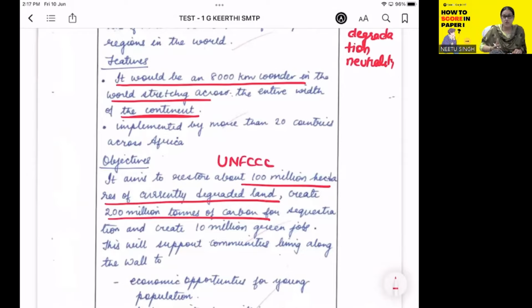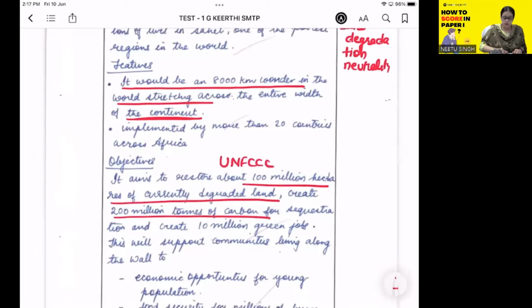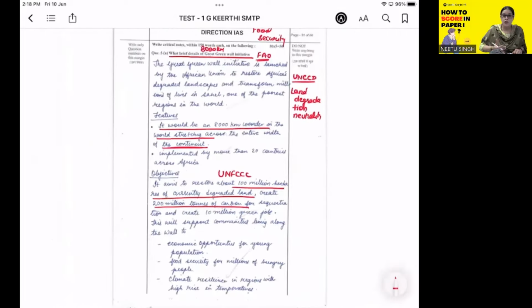So don't restrict your answer just to the factual aspects of the Great Green Wall Initiative. What I'll advise in this particular answer, precisely to improve your score, is that you quickly develop the western part of the map of Africa and show the Sahel belt. This is how you improve your score. I hope you are understanding. This is what we have to learn.